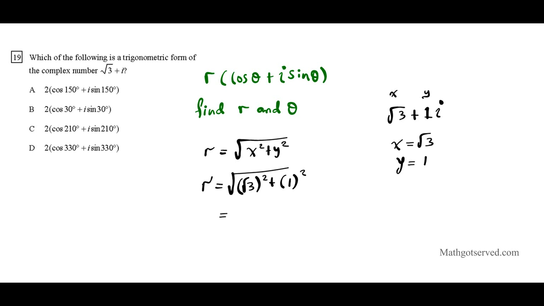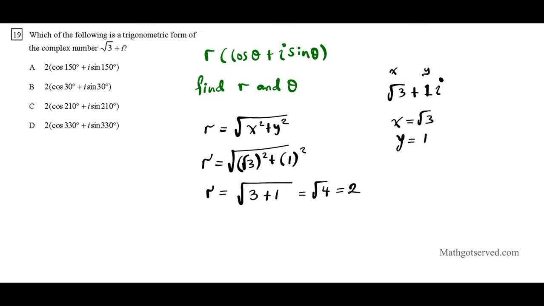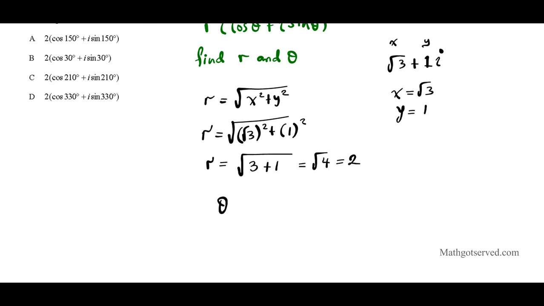Alright, that equals the square root of root 3 squared, which is 3, plus 1 squared, which is 1, equals root 4. The answer is 2, so r is 2. Okay, now we need to find theta. Going back to the formula, theta is equal to the inverse tan of y over x.